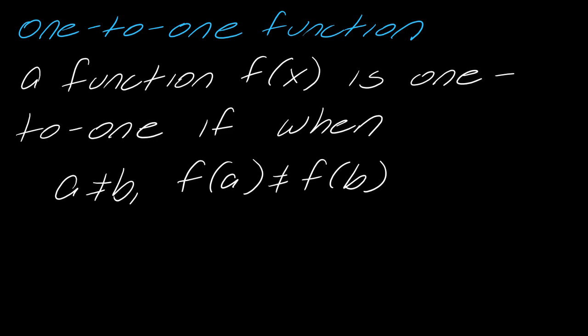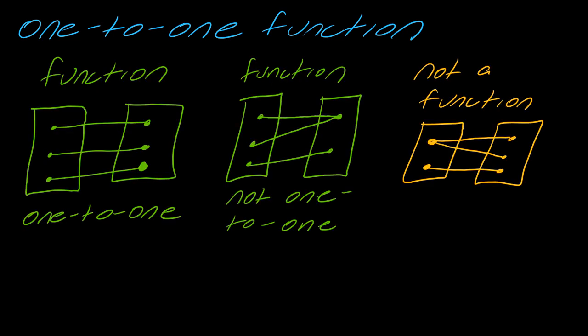A function f of x is one-to-one if when a does not equal b, f of a does not equal f of b. This definition might not make immediate sense. I always think the easiest way to think about this is visually. I've discussed this diagram in previous videos. Functions in themselves have a very particular relationship.